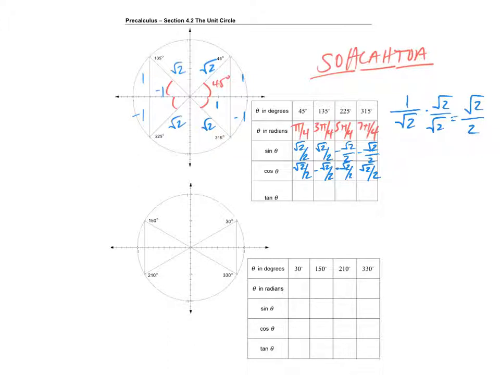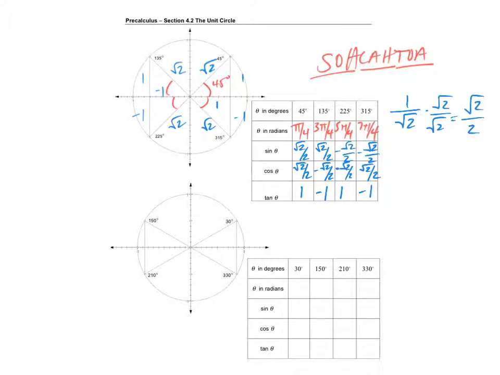Now for my tangent, it's going to be the opposite over the adjacent, and all of the opposite sides and the adjacent sides are going to be in the ratio of 1 to 1, so we just have to look at positives and negatives. So at 45 degrees, both x and y are positive, so this is a positive 1. In quadrant 2, x is negative and y is positive, so it's -1. And then positive, and then negative.